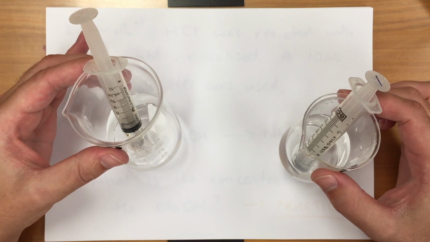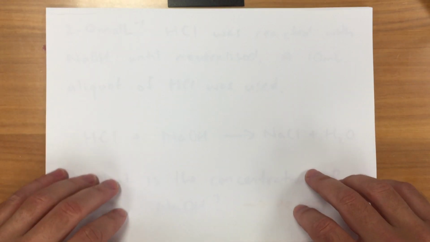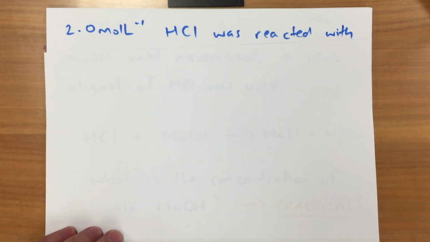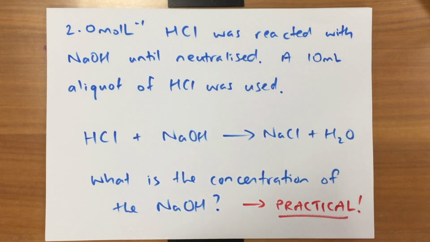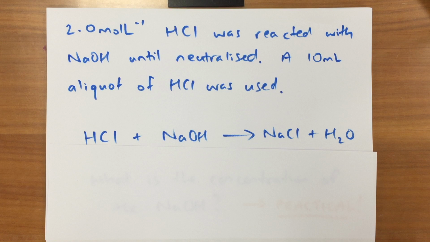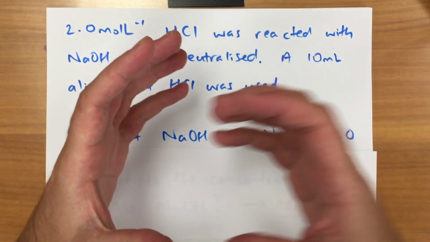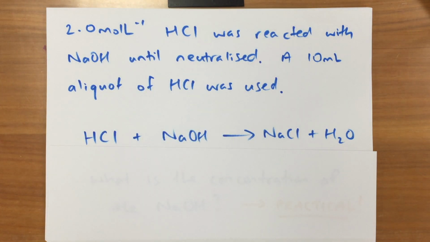So to do this I need to do a practical experiment. Here's the scenario. 2.00 mole per litre hydrochloric acid was reacted with sodium hydroxide until neutralized. A 10 ml aliquot of hydrochloric acid was used. An aliquot is simply a portion of a whole. So if I had a whole apple, a slice of the apple would be one aliquot of the apple.